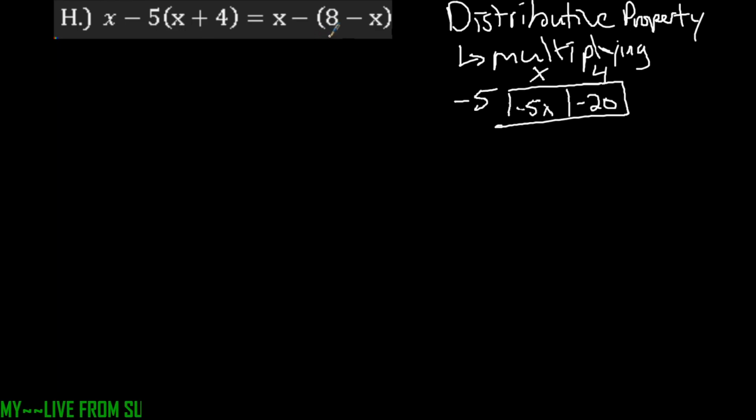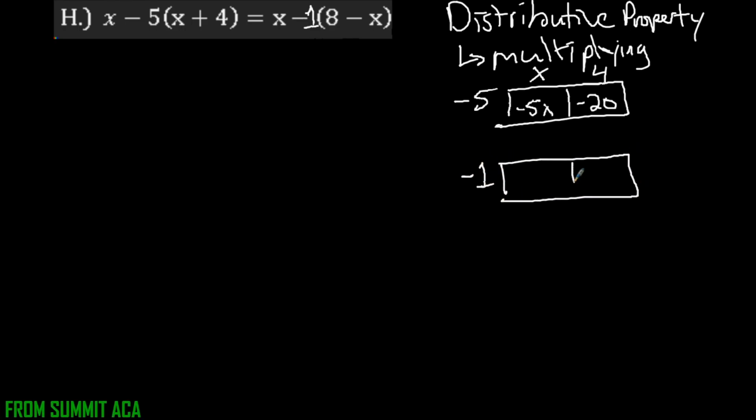Same kind of idea for this set of parentheses here. It's like I have an imaginary 1 here, so I need to make sure that I am multiplying each of those terms by -1. So same thing, set it up like so, and make sure you have enough space for yourself. I have positive 8 and a -1x. So this is going to be -8, and this is going to be positive x.